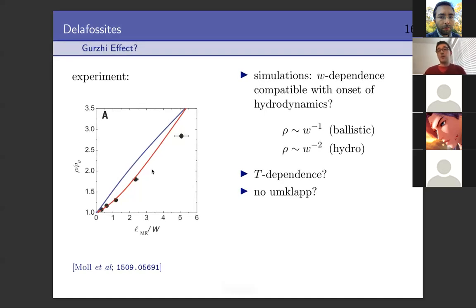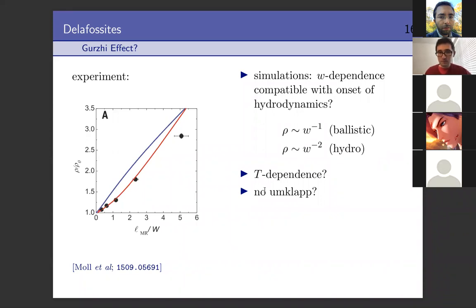Now, there's a number of puzzles about this, and we'll come back to at least some of them in a bit. One of them is the temperature dependence is not shown on this plot, and I will show you that a little later. The other one is that this material has a large Fermi surface, and in principle, umklapp effects could be significant. I don't really know why umklapp effects don't seem to be important here.